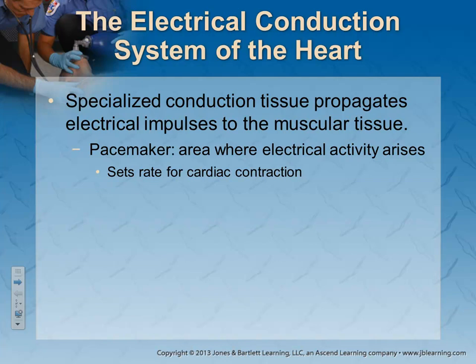The pacemaker, whether it's the SA node or the AV node or an ectopic cell, is what sets the rate for cardiac contraction. What's the dominant pacemaker? The SA node. So is the SA node one cardiac cell, or is it a bunch together to form a node? Bunched together. Yes, bunched together. All right.